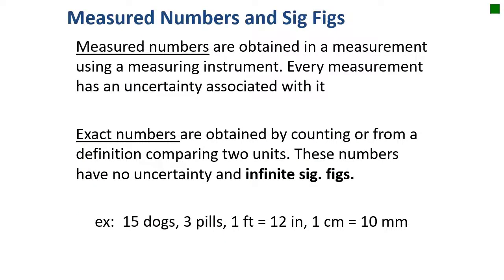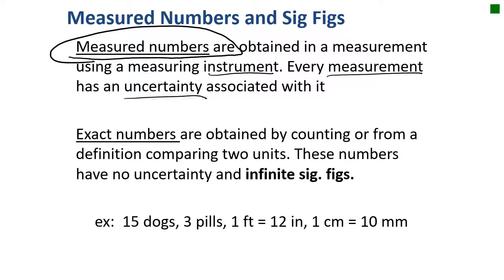So what kind of numbers have sig figs? Well, the only kind of numbers that have sig figs, or significant figures, are measured numbers. We have to have some sort of an instrument. If we have an instrument, we have a measurement. If we have a measurement, we have uncertainty. It's different than counting numbers, for example, 15 dogs or 3 pills. These are counting numbers. There is no error in this.